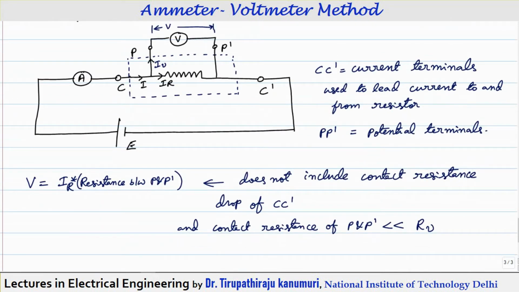That's why in practice, always for measurement of low resistance, the resistors are provided with 4 terminals, potential terminals and current terminals. I hope this is clear up to now. So I hope this measurement of low resistance using the ammeter voltmeter method is clear to you.